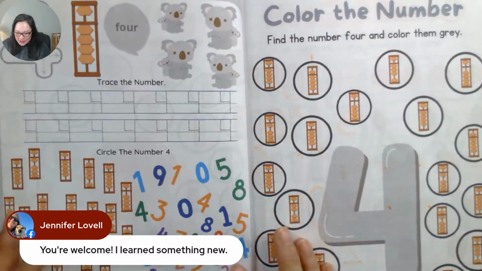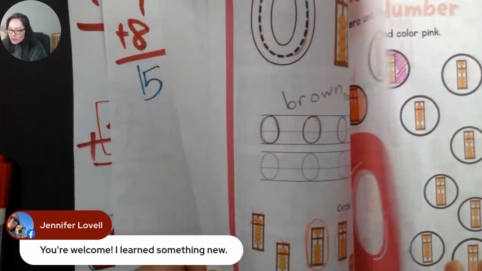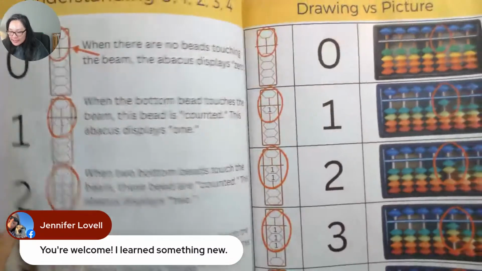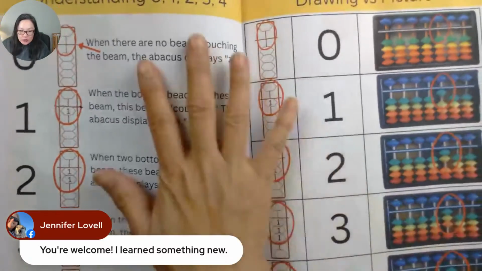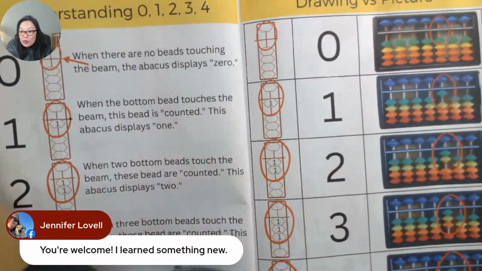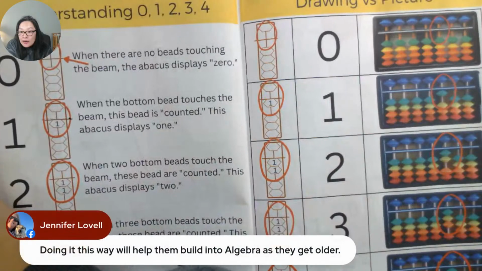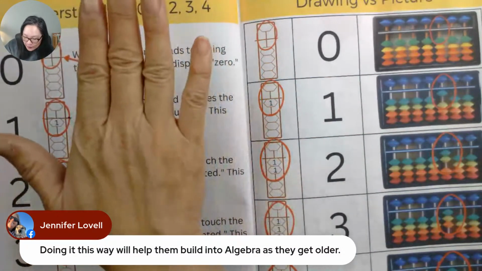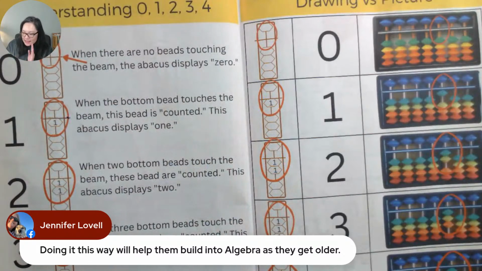So in the beginning of the book, we start talking about how to read the abacus. The thing here is how to read the abacus. Oh, let me do the other one. Oh, and there we go. So, the first thing.